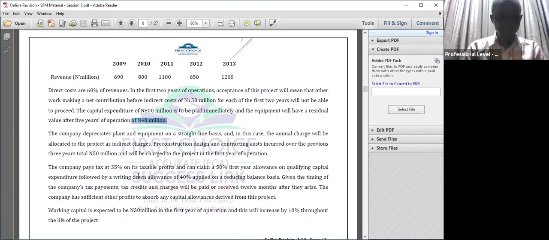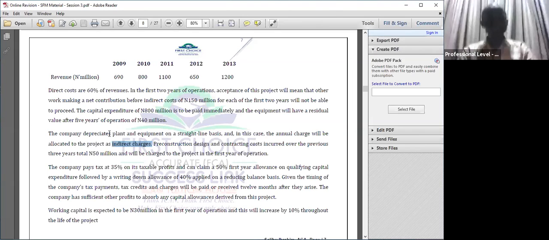The company depreciates plant and equipment on a straight line basis, and in this case, the annual charge will be allocated to the project as indirect charges. What are you saying here? That is our depreciation, which should be treated as indirect charges. It is an indirect cost, and depreciation is an irrelevant cash flow. So let us continue. Indirect cost can be like your allocated head office charges. Your head office charges allocated to the project can be regarded as your indirect cost.